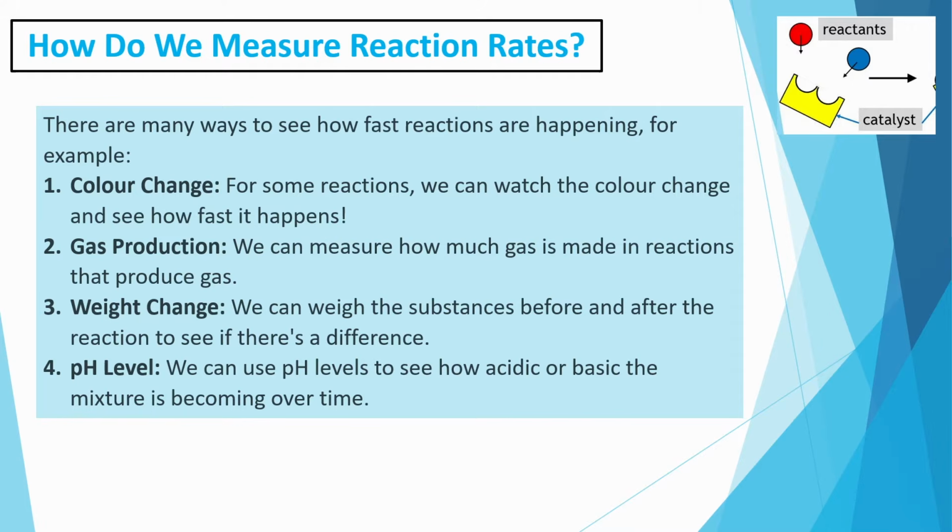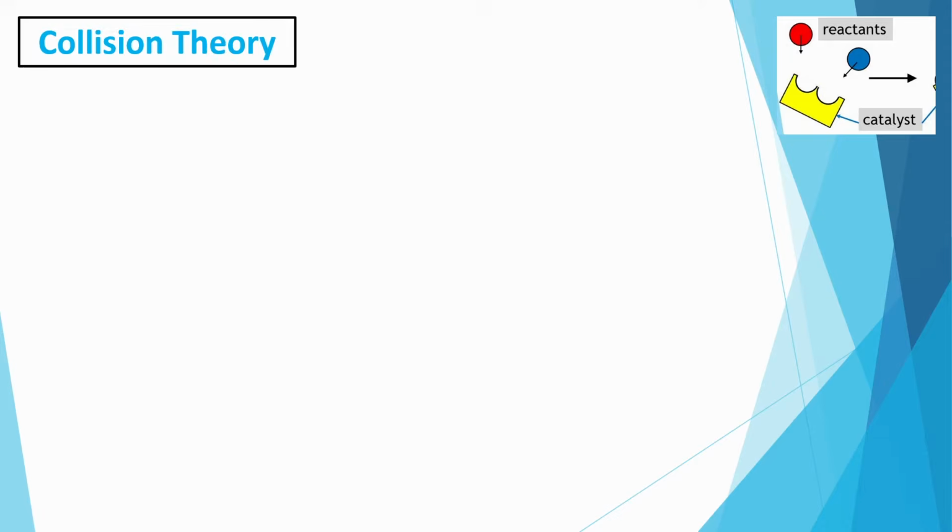Of course, when we're talking about gas production, you could see that the reaction is happening quickly if lots of gas has been evolved, and you can collect that gas and measure it in an inverted measuring cylinder. Okay, let's move on. So, collision theory.